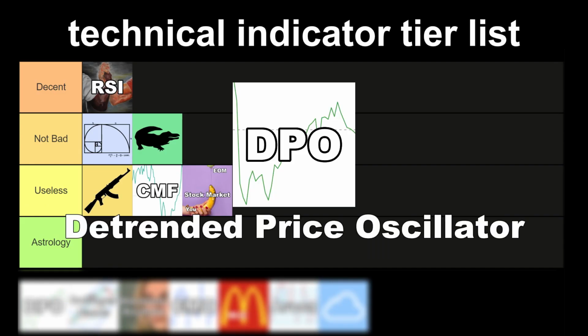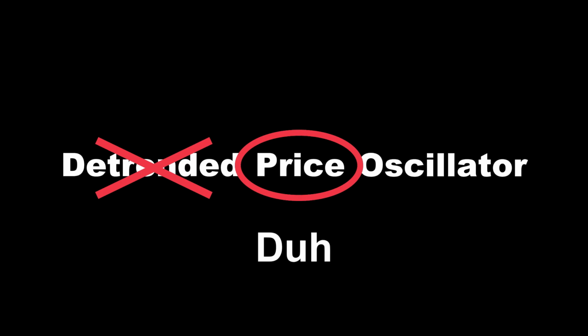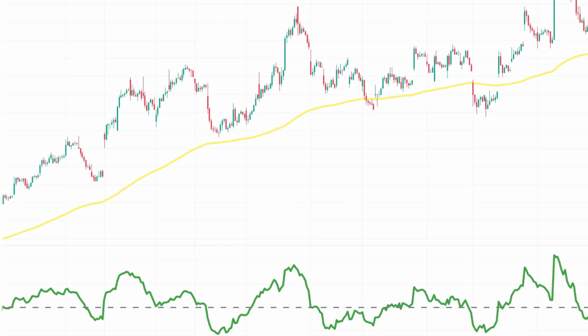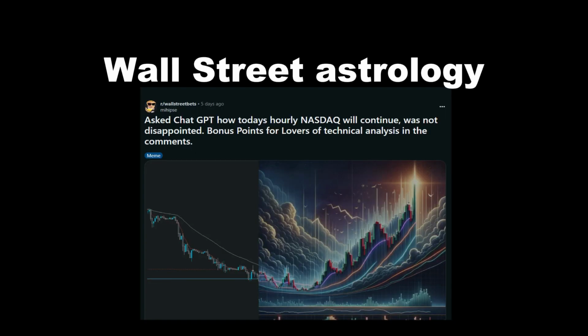Next, detrended price oscillator. The detrended price oscillator basically detrends the price. By removing the trend component, this technical indicator can help us find cycles and short-term patterns. So, basically Wall Street astrology.